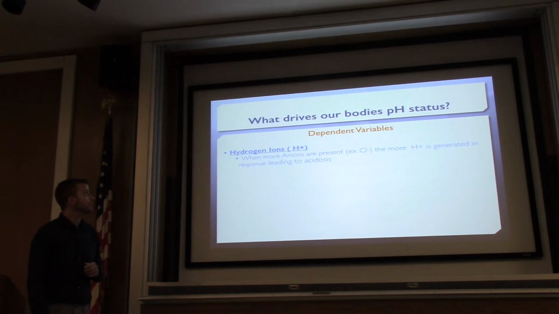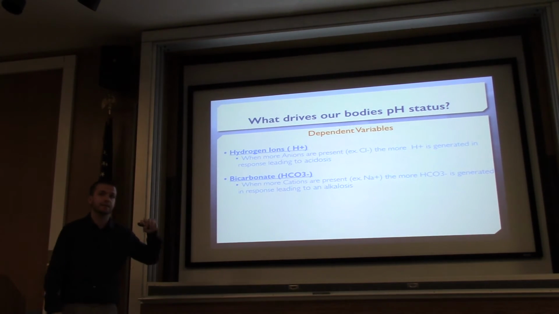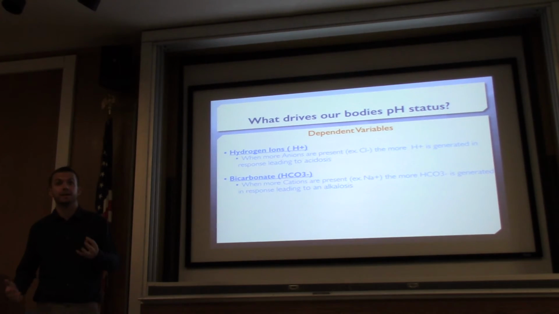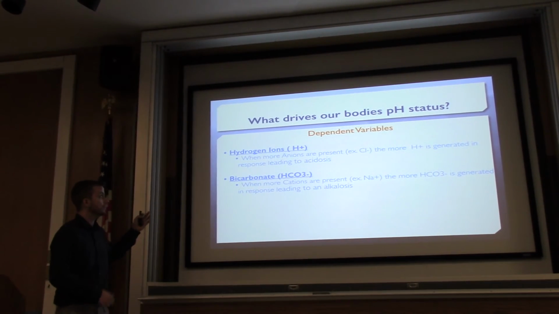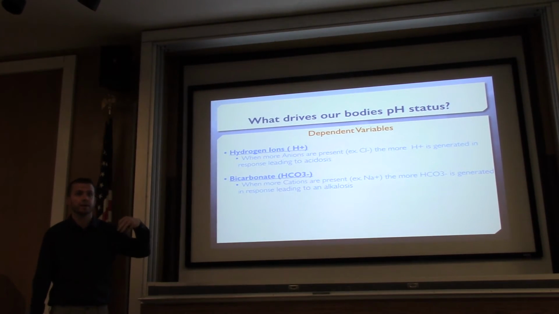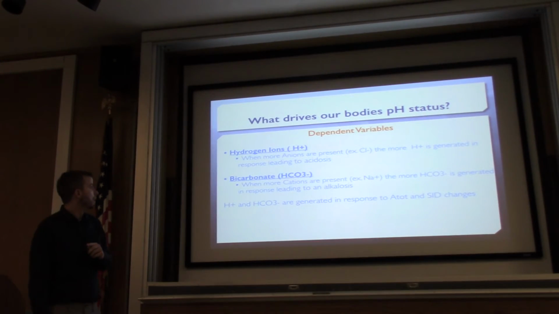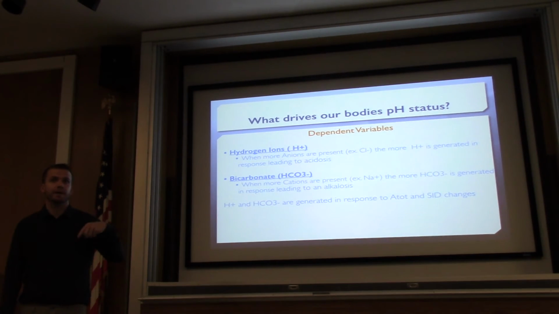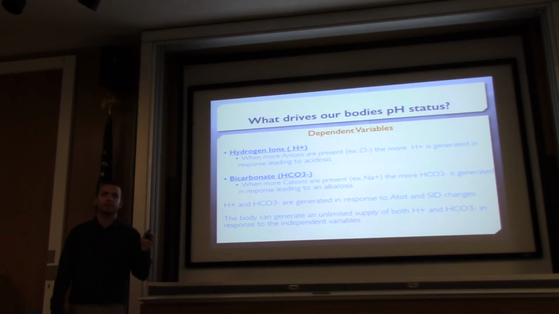So the dependent variables are going to be your hydrogen ions and your bicarb ions. The idea behind this is that your body can make these. When you have too many anions, which are your chloride, your body responds by generating more hydrogen ions and you become acidotic. If you have more sodium, which is a cation, your body responds by generating bicarb and you become more alkalotic. Because hydrogen ions and bicarb can be generated by the body, that's why they're dependent variables. And we can make an unlimited supply.